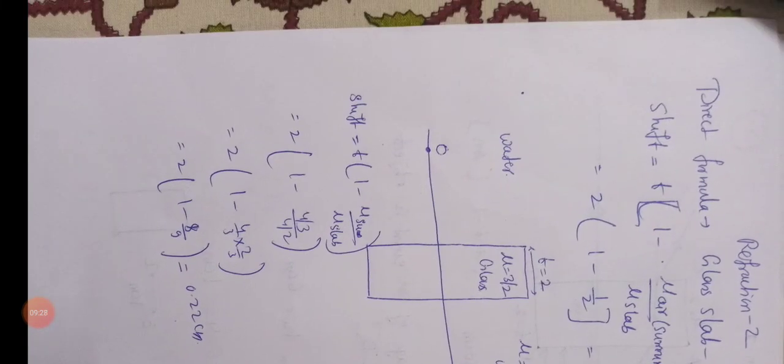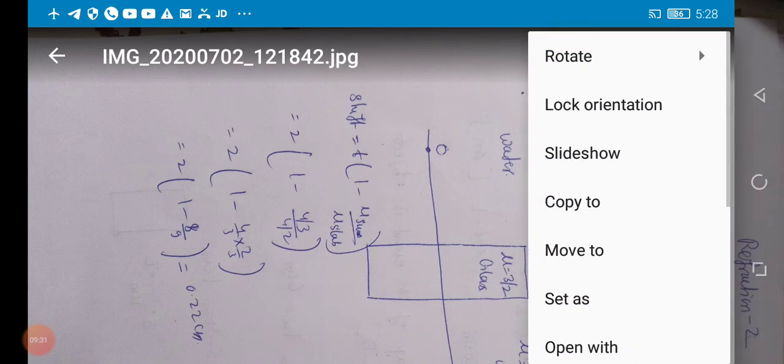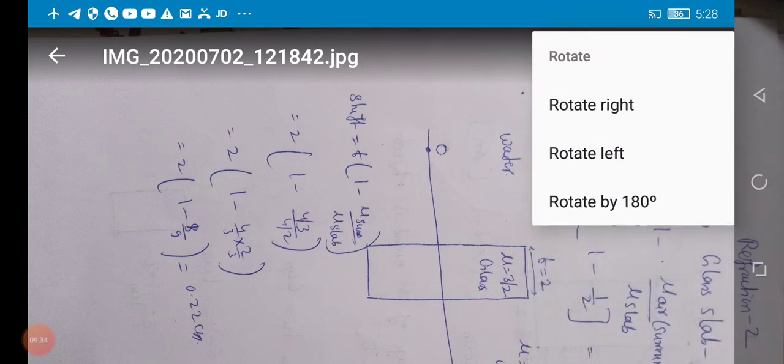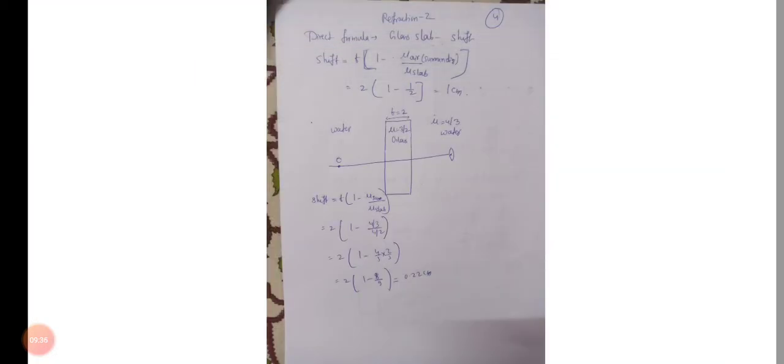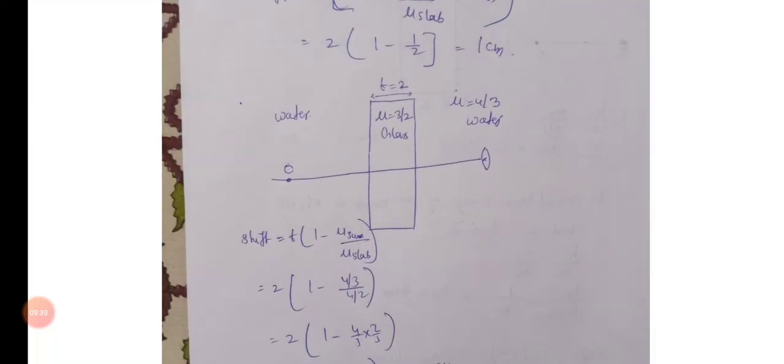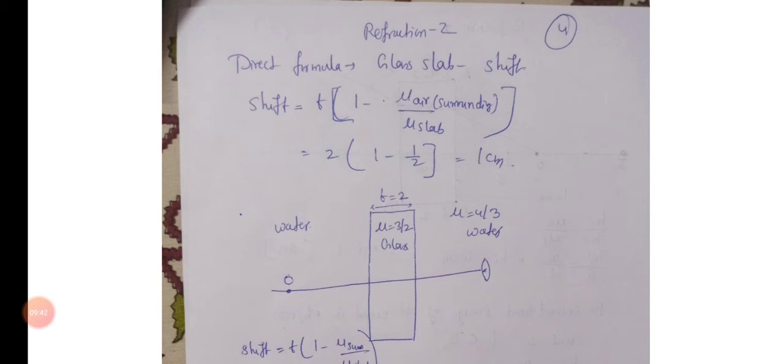See here, student, I have solved that numerical by another method. How to solve, student? See this formula. Shift equals T, the thickness, into 1 minus mu surrounding, meaning the medium surrounding the slab, upon mu slab. T is given as 2 in that question. Mu air is 1, mu slab is 2. So see, I am getting the direct answer, 1 centimeter. But remember, student, this formula is applicable only when the surrounding medium is the same on both sides.